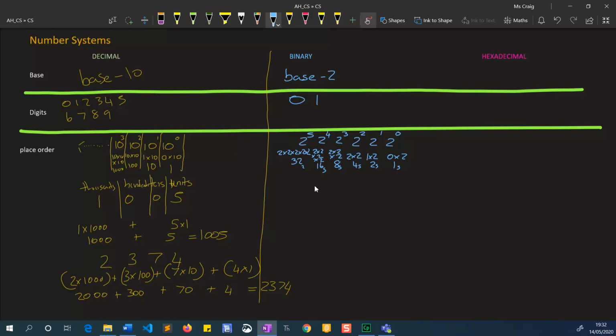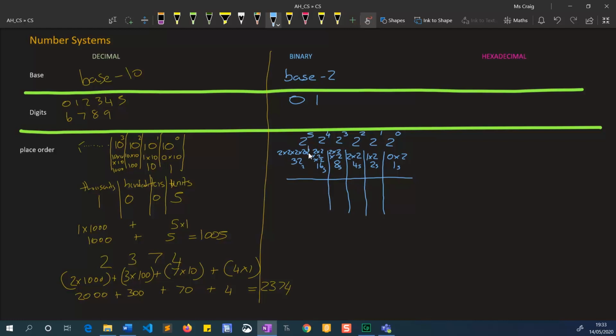Right, so we can use this placeholder system to work out a number. Now we've only got 2 digits, so in the column is either going to be a 1 or a 0. If a 1 is placed in the column, it means count that. If there is a 0 in the column, it means don't count that. So let's have a look at this.